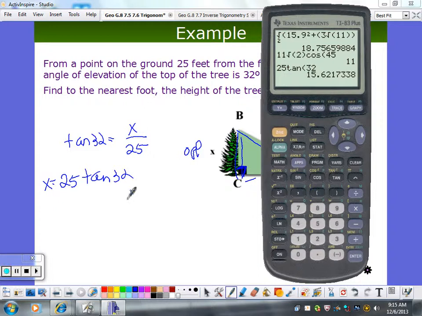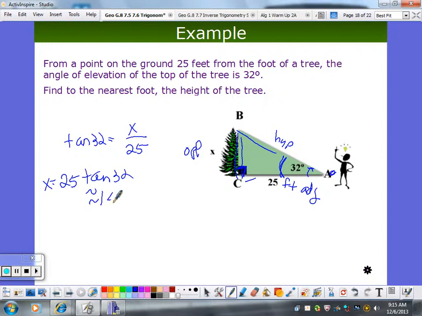And I'm getting approximately 15.62. Let me read the question carefully. It says to the nearest foot, right? So rounding matters now. Nearest foot, 16 feet. Right? The answer to this question, to the nearest foot, how tall is it? It's about 16 feet tall.